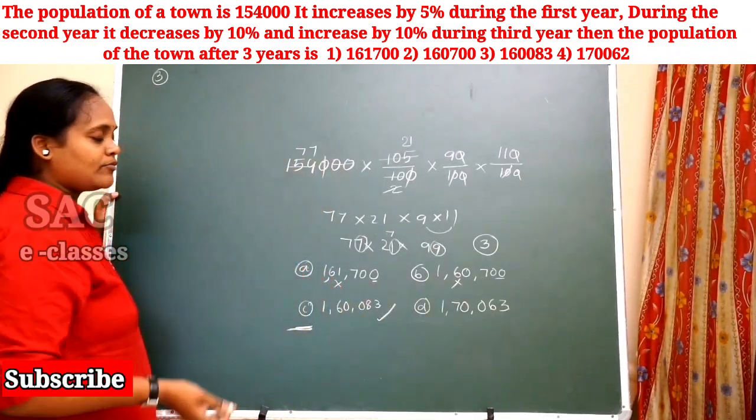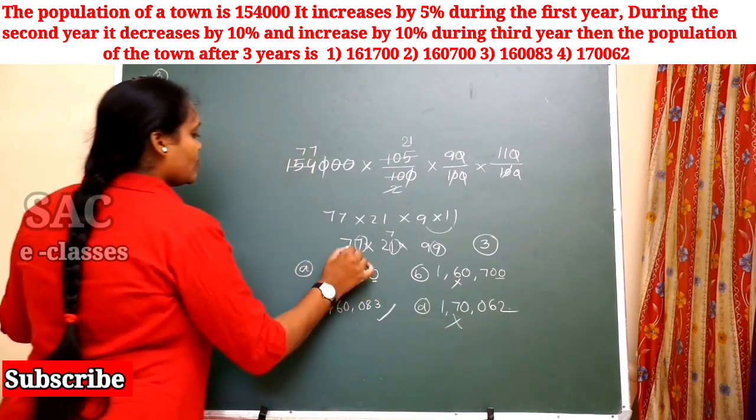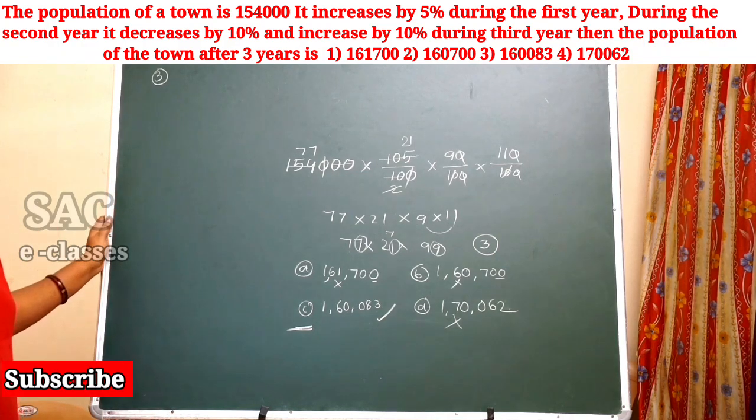1,70,060. At that time the trick will not be applicable. Definitely you have to go for the normal multiplication and you have to do so. Let's move to the next problem.